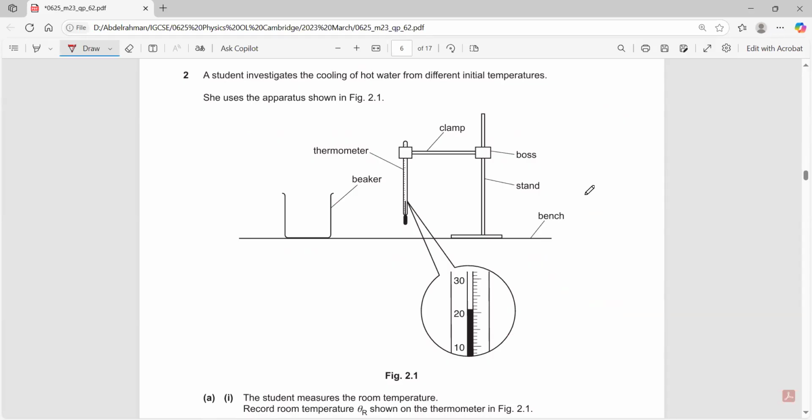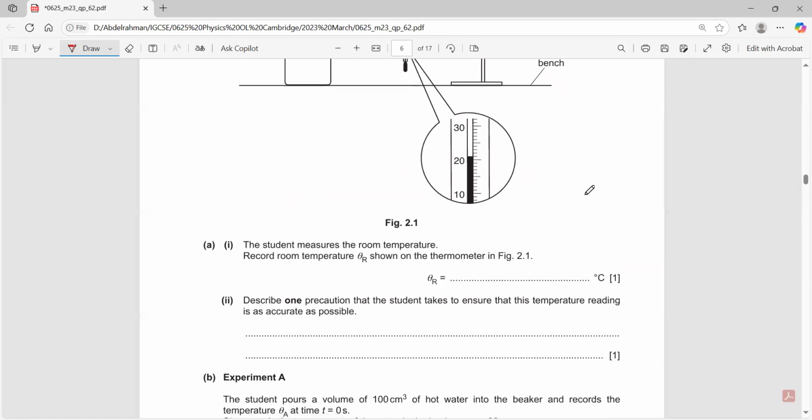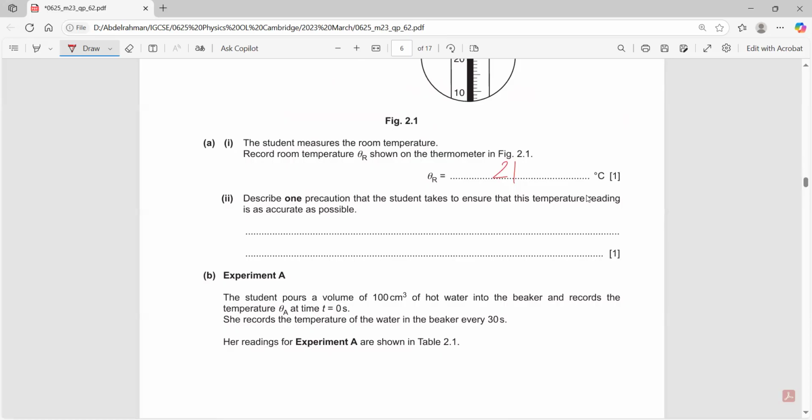Now, in question 2, we have a thermometer. Can I take the reading of theta R, the room temperature? Yes, the room temperature would be 21 degrees Celsius. Describe one precaution to take the reading as accurate as possible. One very important precaution is to take the reading perpendicularly. Why? To avoid the parallax error.